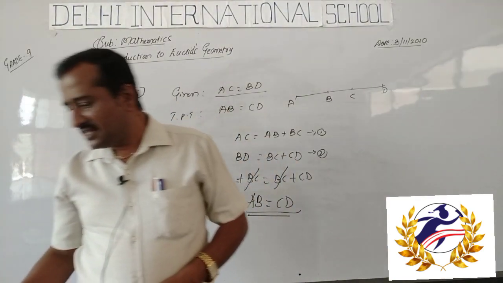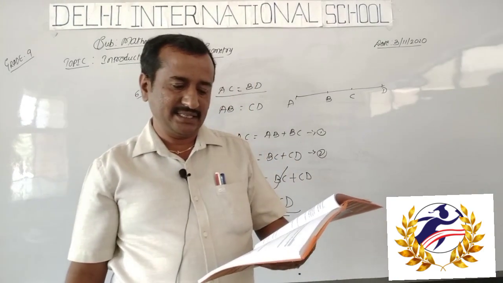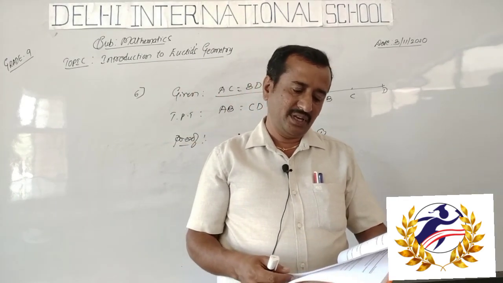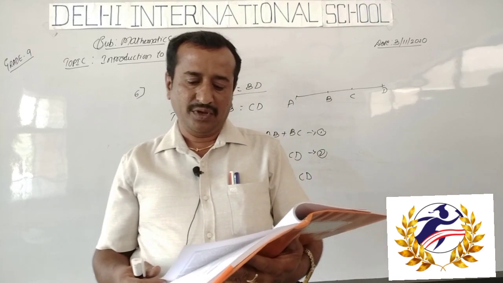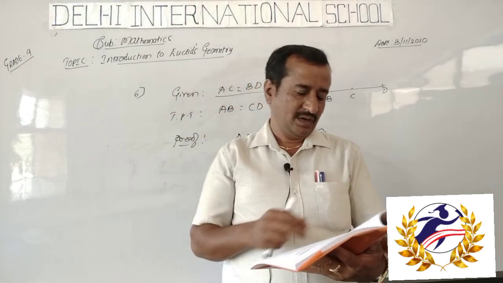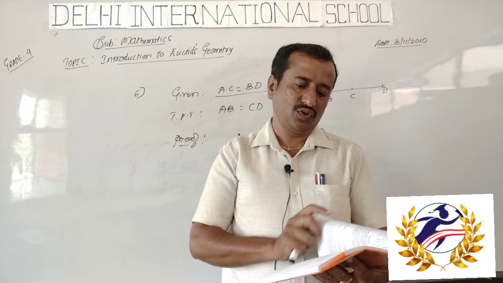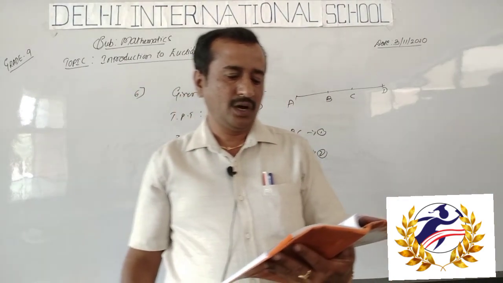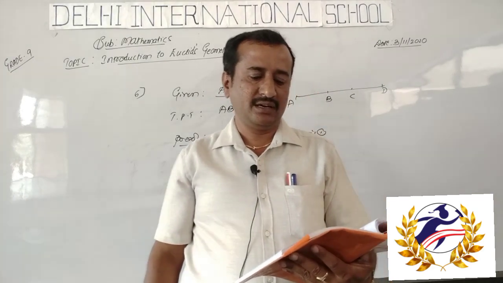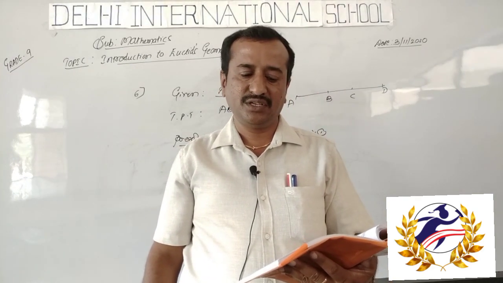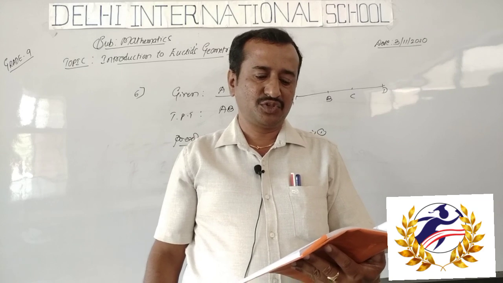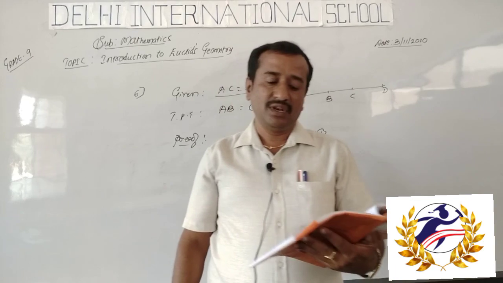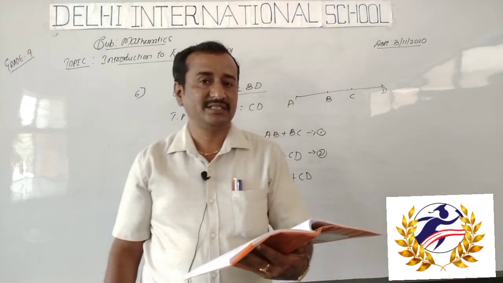One more question is there in that exercise, which we will discuss in the regular class. Now, it is given equivalent versions of Euclid's fifth postulate. There are some more questions in exercise 2.2. How would you rewrite Euclid's fifth postulate so that it would be easier to understand? Does Euclid's fifth postulate imply the existence of parallel lines? These two questions we will discuss along with the other questions in the normal class.